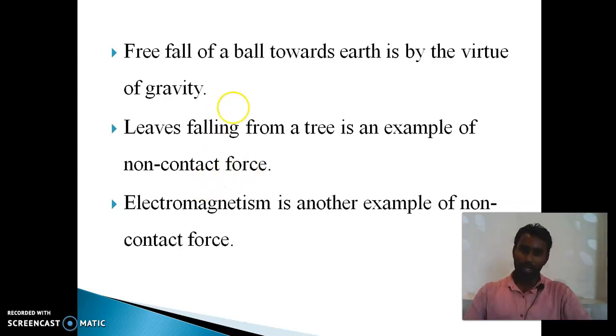Next one: electromagnetism is another example of non-contact force. Electromagnetism is nothing but an electromagnet, you know already. If you give current to any metallic object, it behaves like an electromagnet.